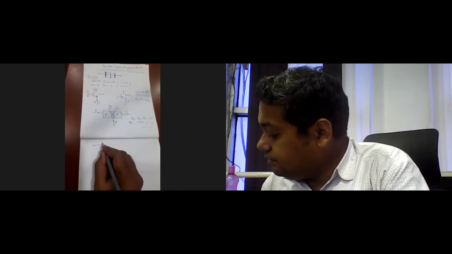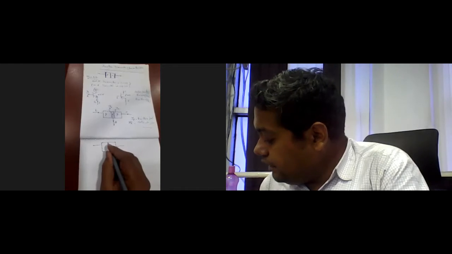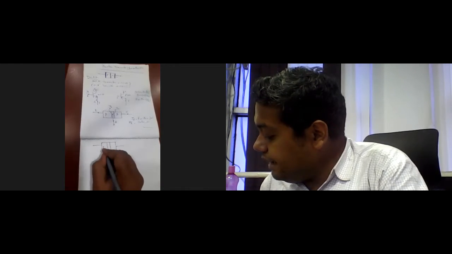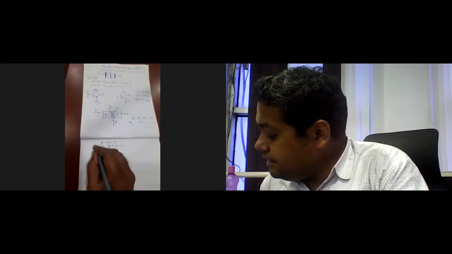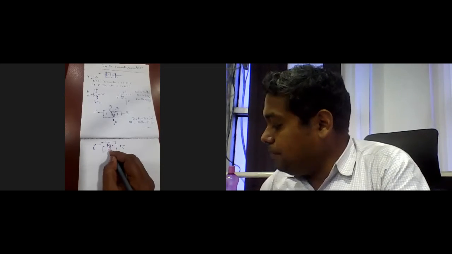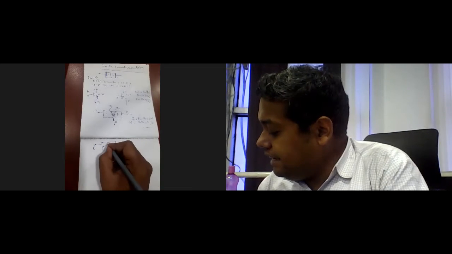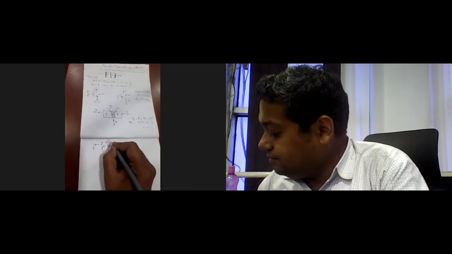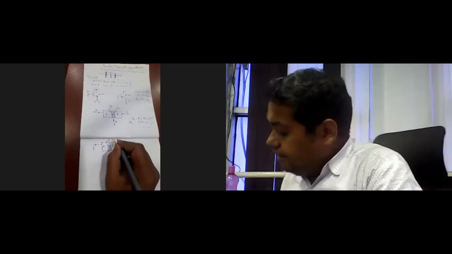Similarly, if we consider the NPN transistor, this is the emitter, this is the collector, and this is the base. Similarly, it is very narrow. This is the NPN type, and similarly there are JE and JC junctions.